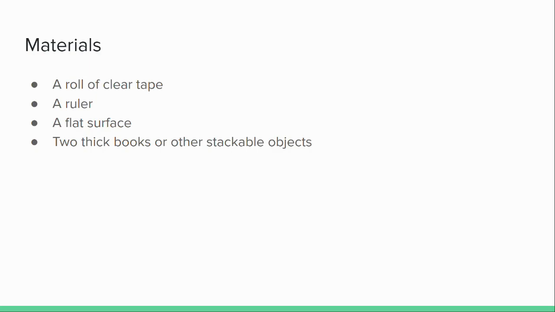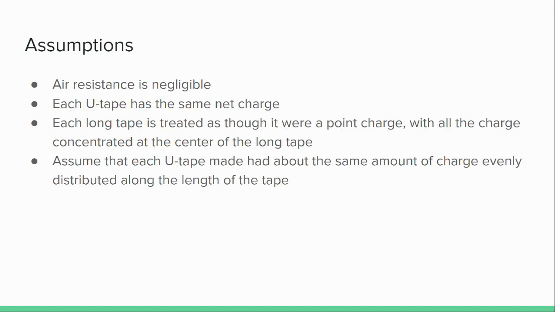For this experiment, we need a few materials. We need one roll of clear tape, a ruler, a flat surface, and 2 thick books or other stackable objects for support. We also need to make some assumptions before we get into the experiments. We need to assume that air resistance is negligible, that each U-tape has the same net charge, I'll get into why that is later. Each long tape is treated as though it were a point charge, with all the charge concentrated at the center of the long tape, and assume that each U-tape made has about the same amount of charge evenly distributed along the length of the tape.